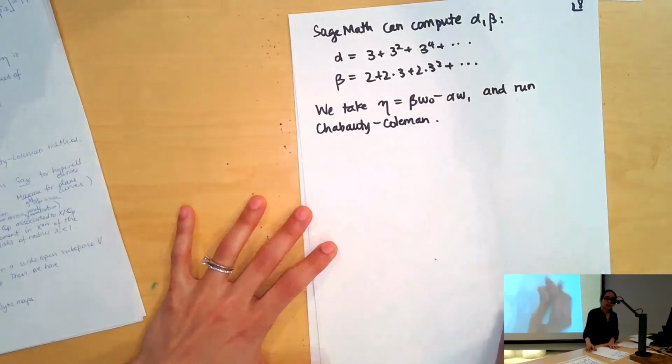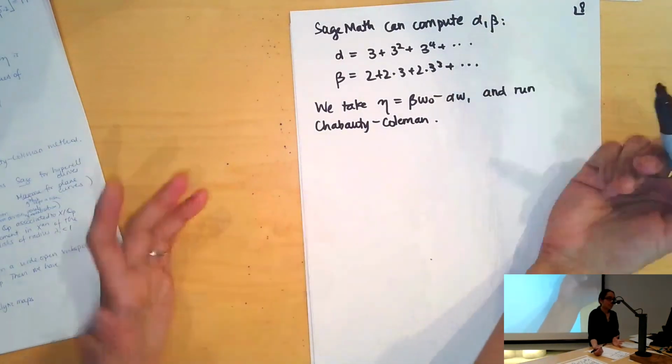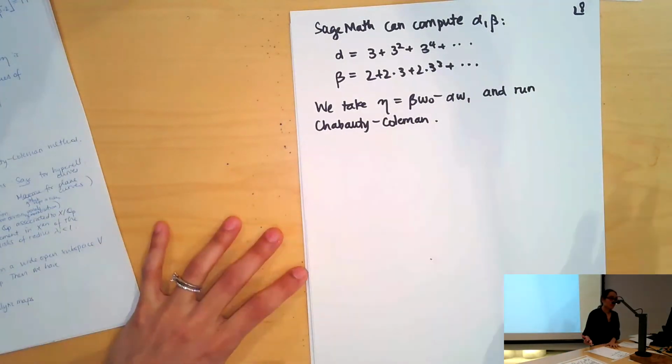At this point, the question is, how do we get these numbers? These are three-adic numbers that we just kind of pulled out of thin air. So let me explain where those numbers came from.